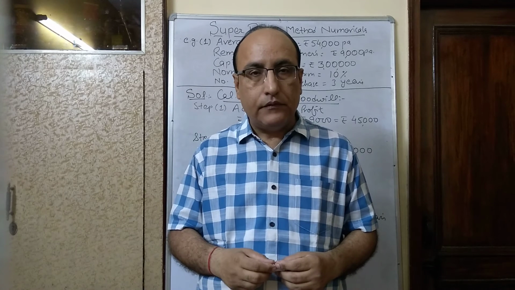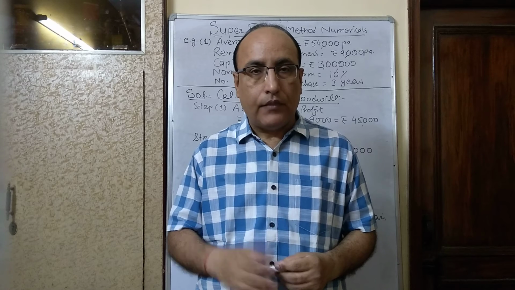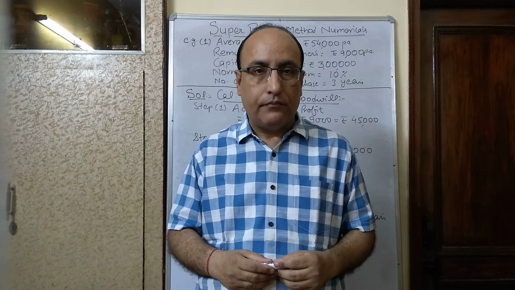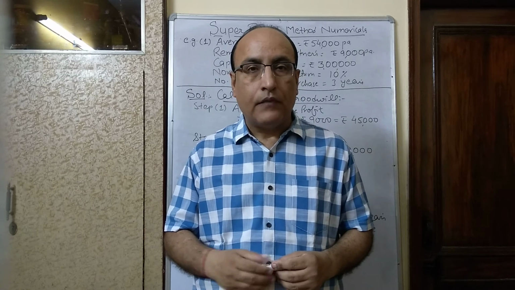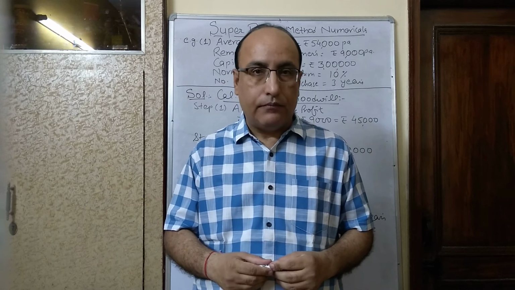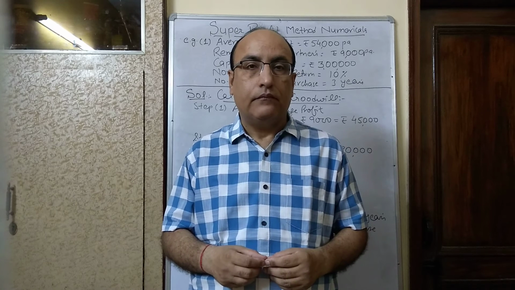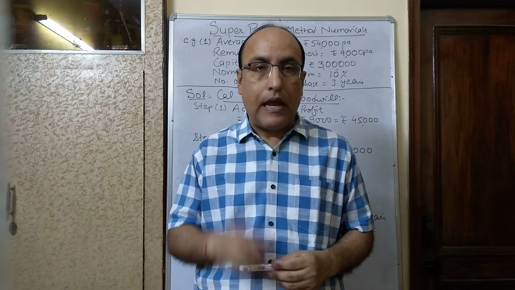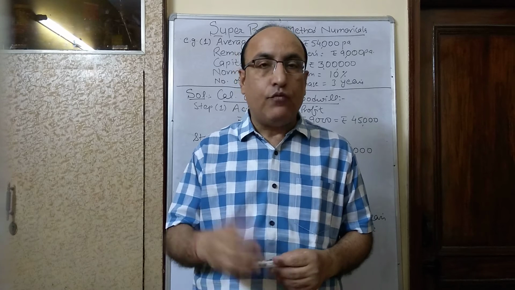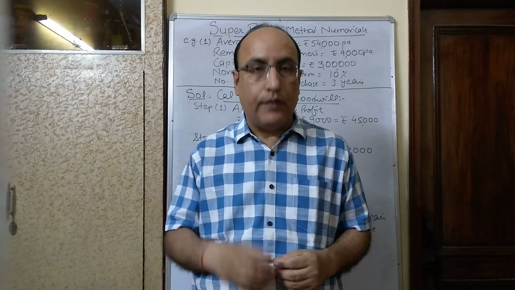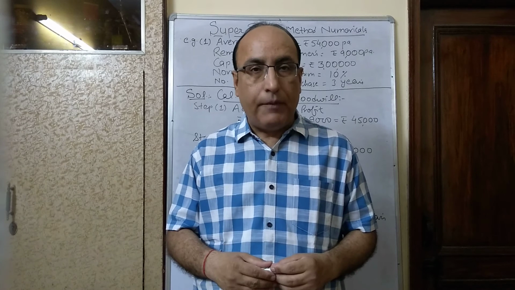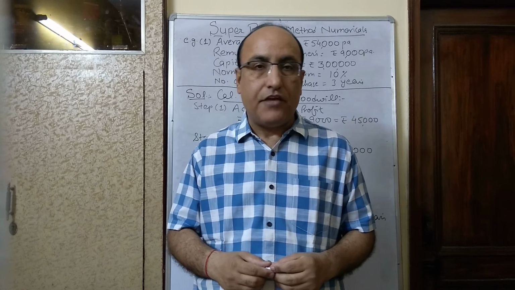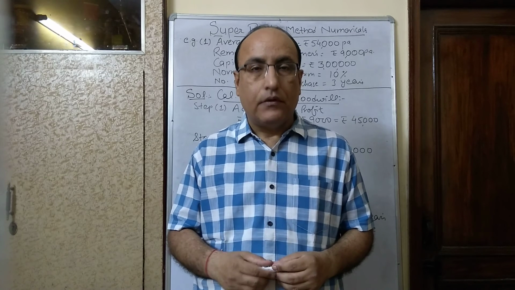In the super profit method, first we have to calculate the average profit earned. Then we have to calculate the normal profit. The formula for normal profit was capital employed multiplied by normal rate of return. Then we have to calculate the super profit, which is the difference between average profit and normal profit. And then we have to calculate the firm's goodwill, which is super profit multiplied by number of years of purchase, since the number of years of purchase is implied in the question.